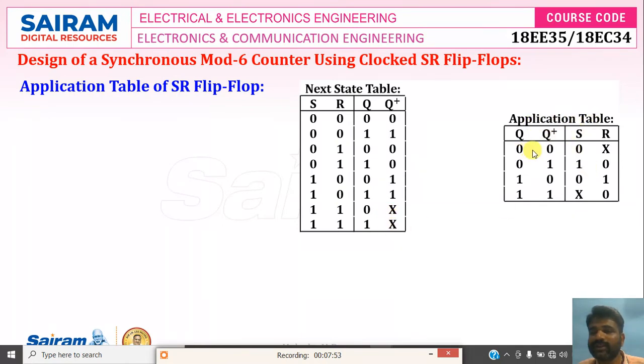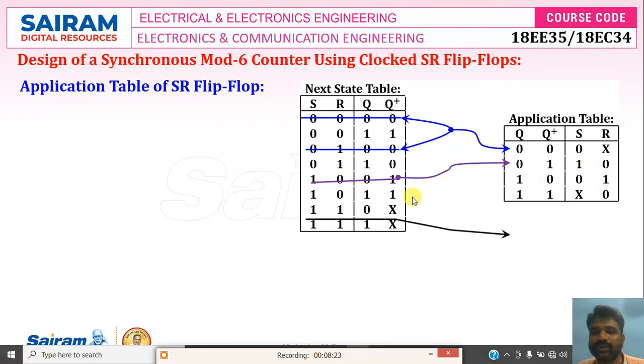Okay. So here is the application table. So same thing, 0 0 0 1 1 0 1 1 transition. So we need to identify the values of S and R. So here 0 to 0 transition occurs. So that time the value of S is fixed to 0 and R is either 0 or 1. That is don't care. 0 don't care. And 0 to 1 means only one combination.